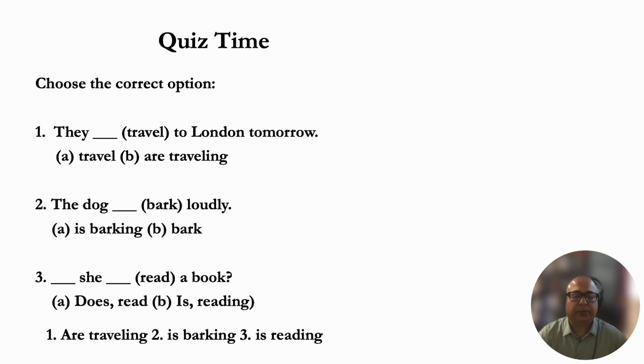Okay, these are the answers. They are traveling to London tomorrow. The dog is barking loudly. And 3 is she is reading a book. Okay? Great. So I hope you enjoyed the lesson.